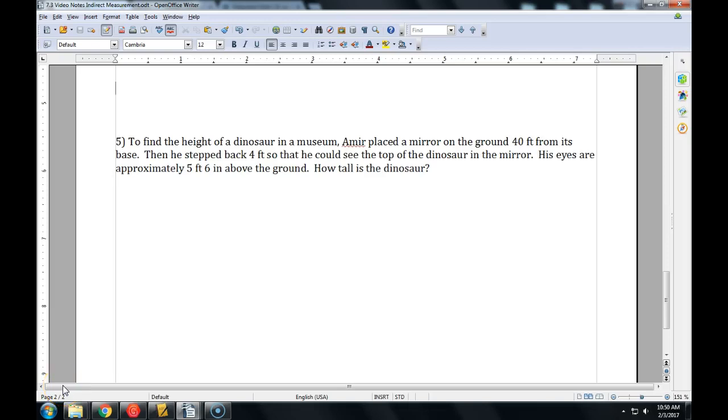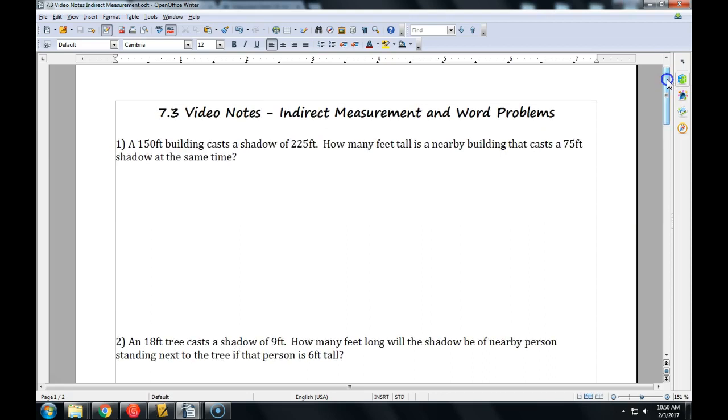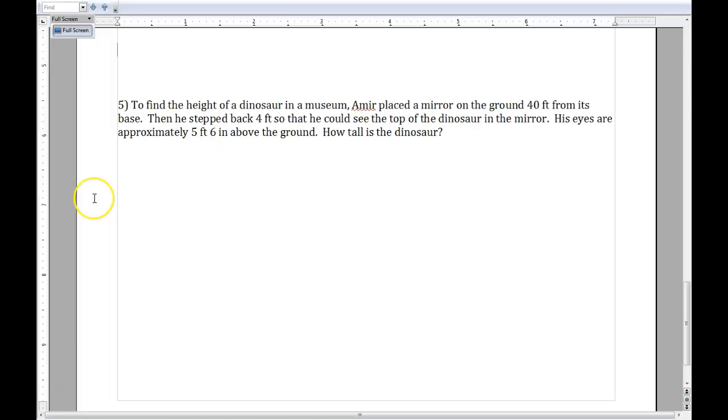Alright, 7.3 video notes. Title of the section is Indirect Measurement. Basically, we're going to be using the proportions that we set up earlier to solve some real-life type of problems. And indirect measurement, let me just go full screen here.